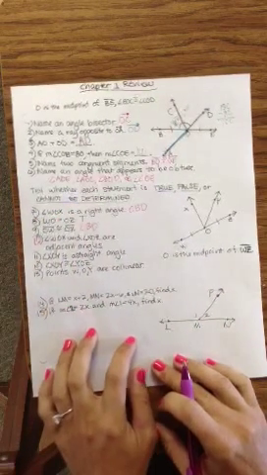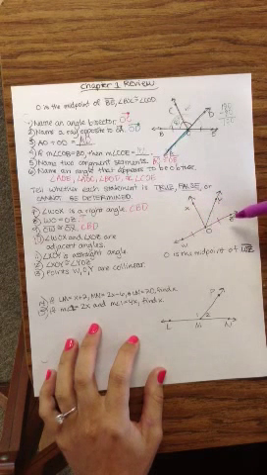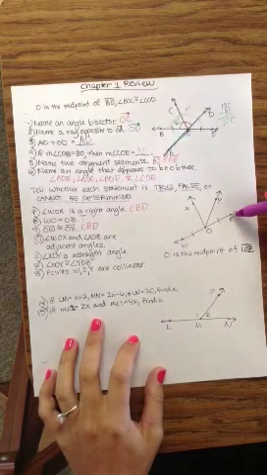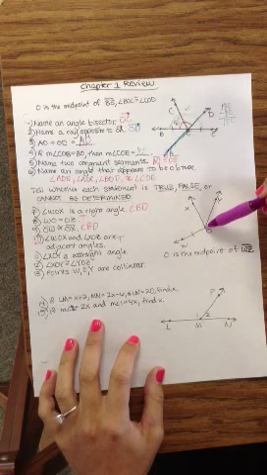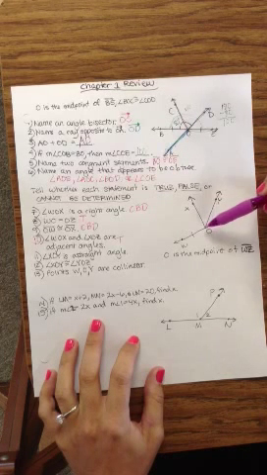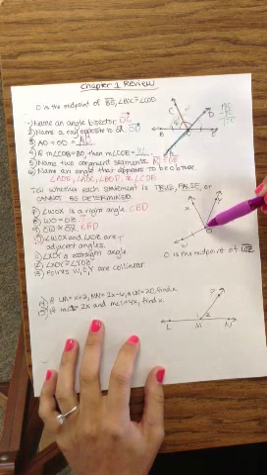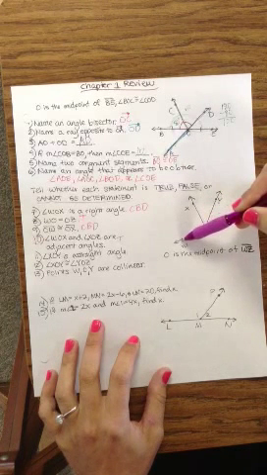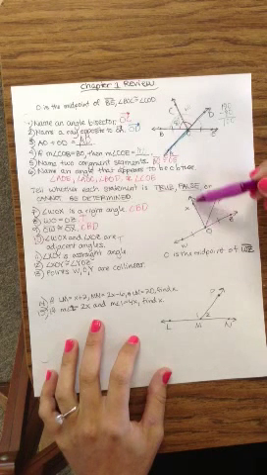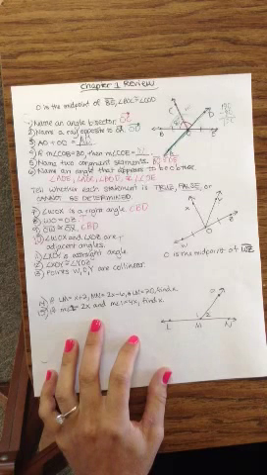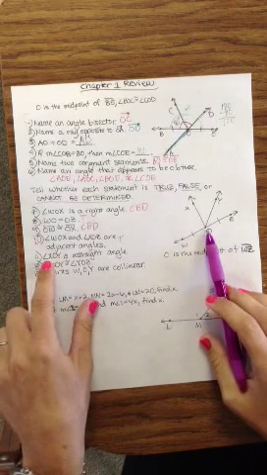Number 10 says WOX and XOZ are adjacent angles. So yes, that one is true. Remember the definition of adjacent is that they share the same vertex and they share a side in common without overlapping on top of each other, no common interior points. So yes, WOX and XOZ meet that. They share vertex O and they share side OX. So that is true.